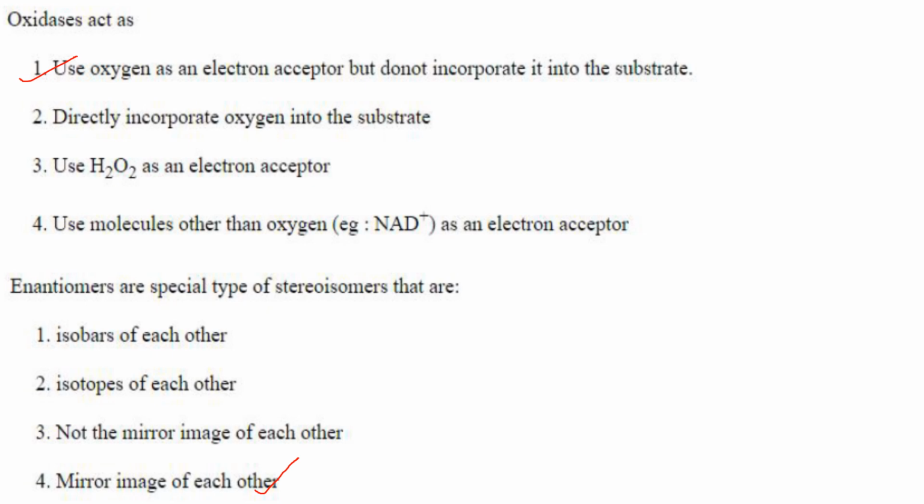Then next one. Enantiomers are a special type of stereoisomers that are mirror images of each other. So the answer here is option 4.